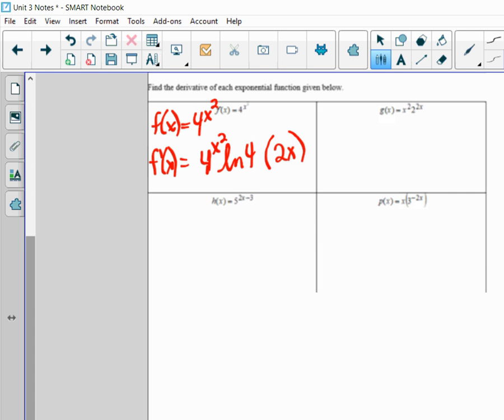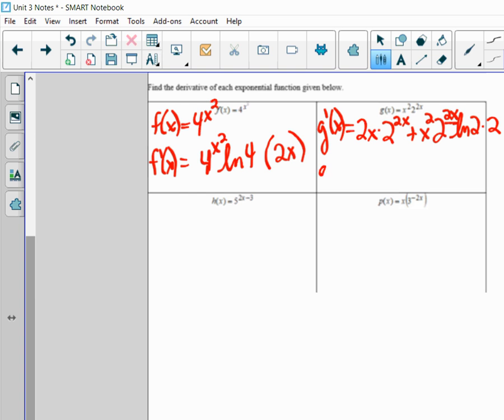If I do the next one, what rule would I have to do here? I'd have to do the product rule, right? So g prime of x: the derivative of x squared is 2x times 2 to the 2x. And again, that's not 4x because the 2 to the 2x is separate. Plus, leave the x squared alone, and the derivative of 2 to the 2x would be 2 to the 2x times ln of 2 times the derivative of 2x, which is 2.